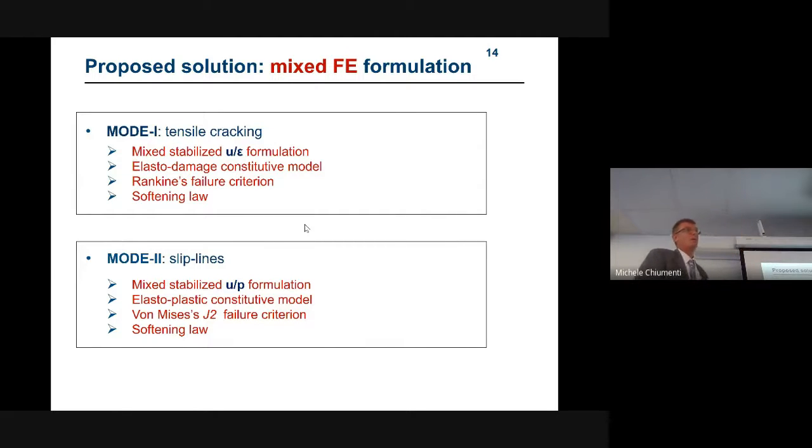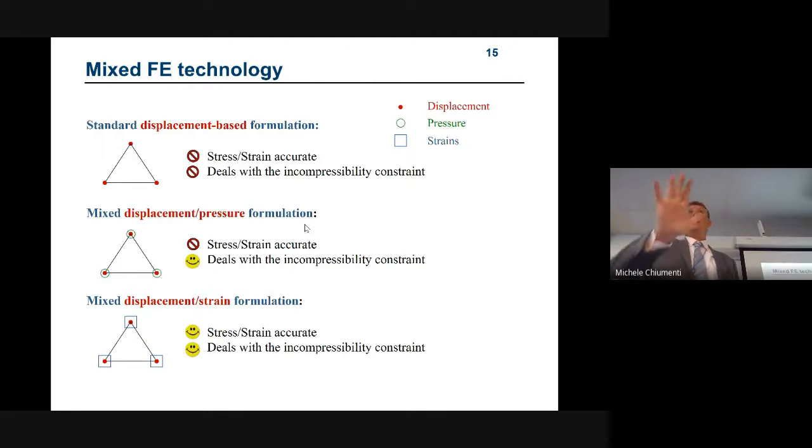Okay? The idea is similar, and the technicalities are quite similar. And you can find this in the papers. So the idea can be resumed just in this slide. If you use a solution where the unknowns at the nodes are just displacement, the classical one that everybody uses in the industry, the solution is typically not very good in accuracy for stresses and strains, and is not able to play with isochoric material.